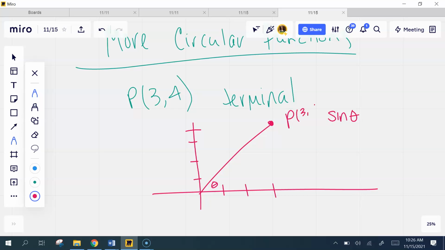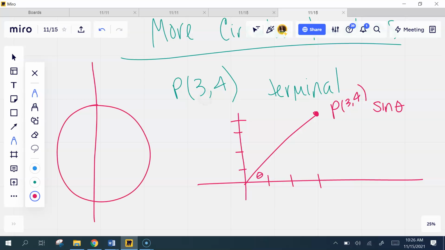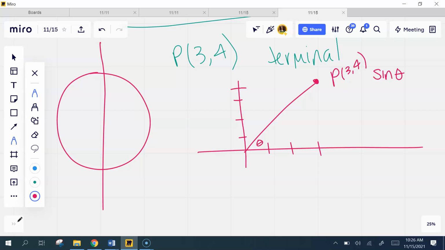This point is (3, 4). What would the sine of theta be? Okay, that's if you're on the unit circle, yes, because the hypotenuse is 1 on the unit circle, but I'm not on the unit circle right now. Does everybody see what I'm saying? If I were on the unit circle and I'm at this point, the coordinates here would be, let's say, square root of 2 over 2, square root of 2 over 2, right?